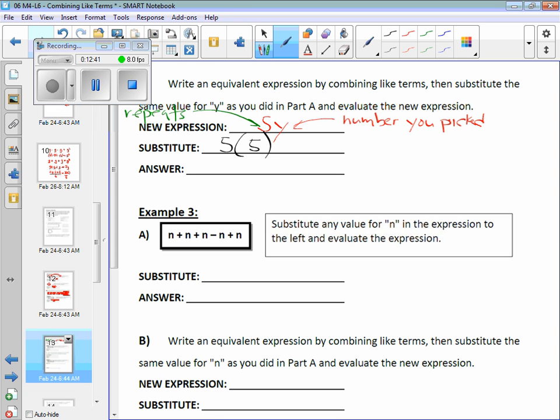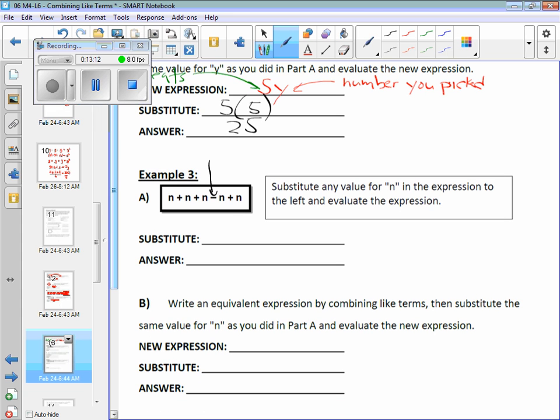Okay? So far, so good? Now we got to negotiate that next one. Same thing. What we'll do is substitute in. They want us to substitute any value. Let's do 2. 2 is our friend. Okay, 2 plus 2 plus 2. Then what? Minus 2. And then another plus 2.